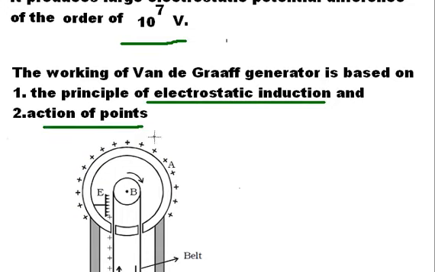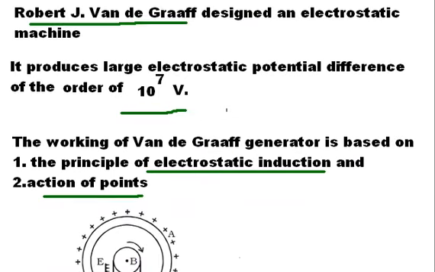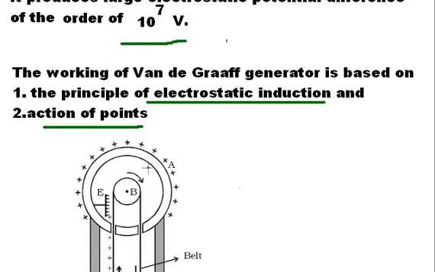So again, come from the beginning. Robert J. Van de Graaff produced an electrostatic machine, and it produces an electrostatic potential difference of the order of 10 power 7 volt, and it works based on two principles. One is the electrostatic induction and the other is the action of points. So before we go to the other part, we should also know what is electrostatic induction and the action of point. Let us discuss the electrostatic induction.